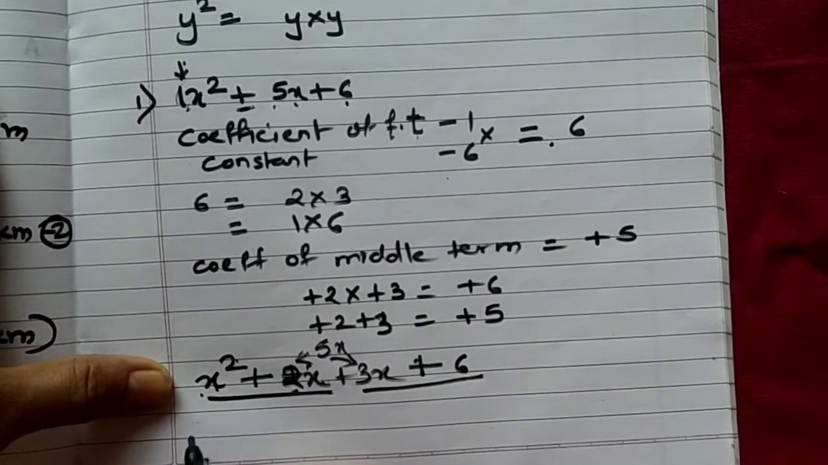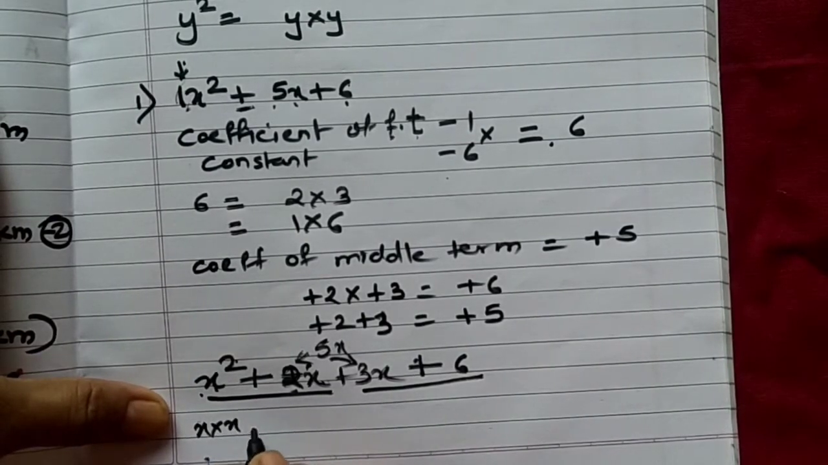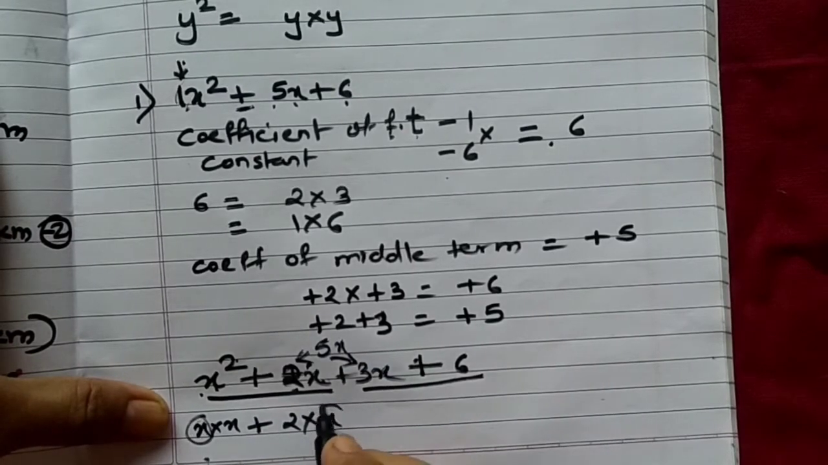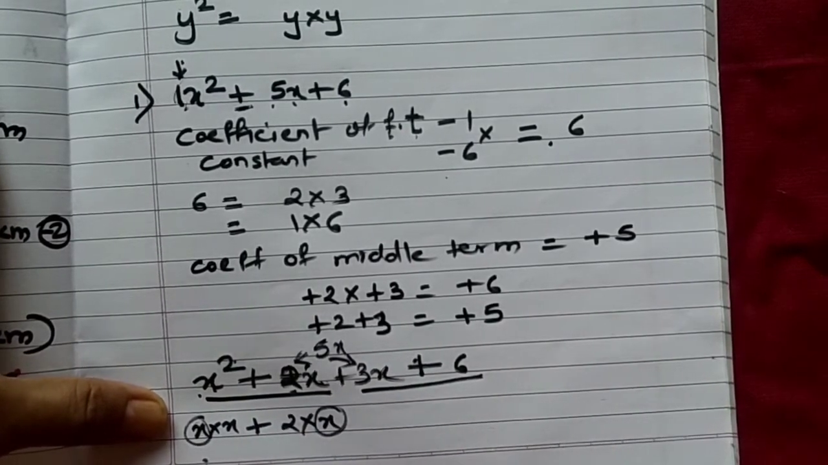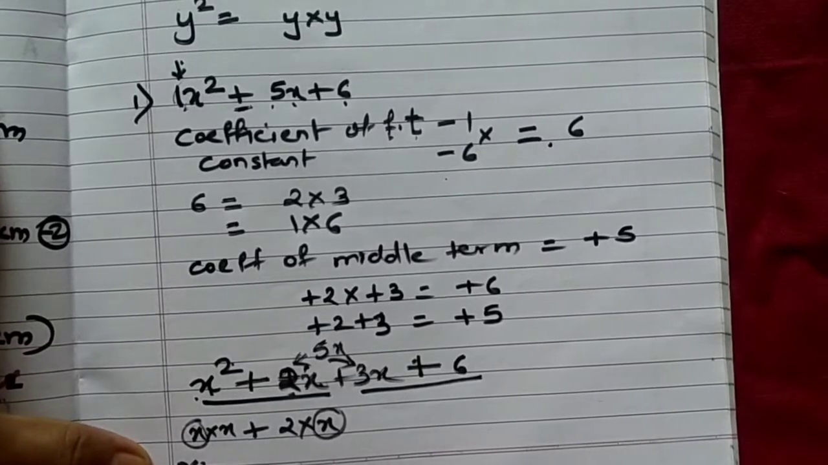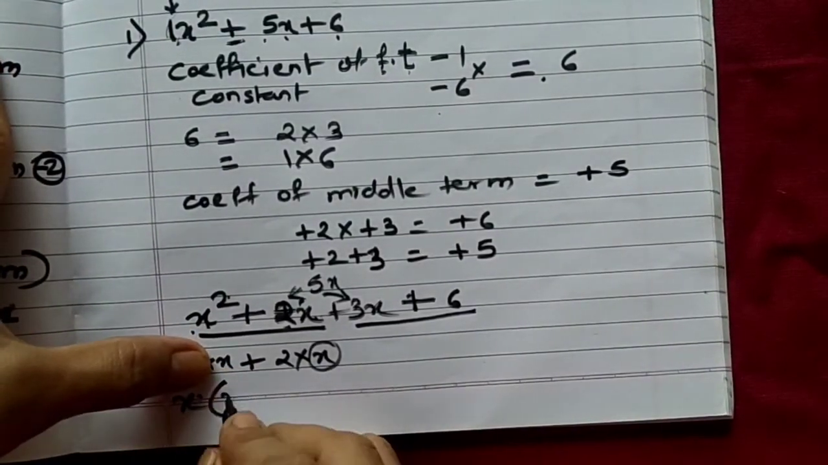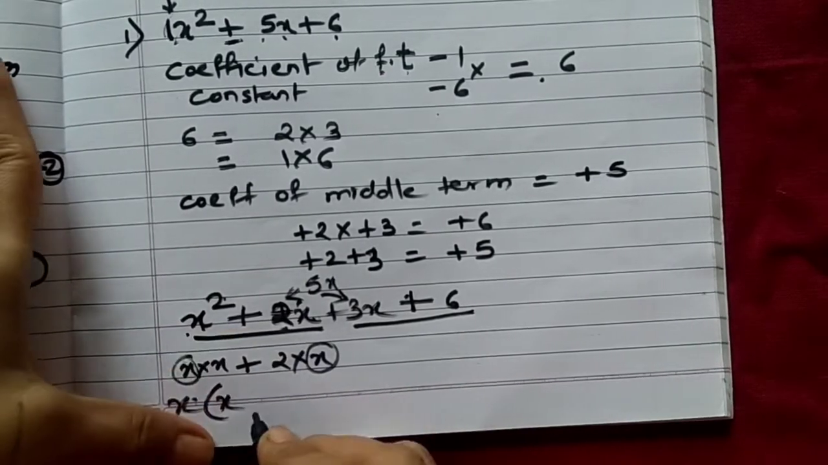Now what will be common in this? Here it is x square, that is x into x, and this is 2 into x. So what is common? 1x is common. So that x we will write outside. Inside the bracket what will we get? What is left over here now? x is left. And what is left over here?